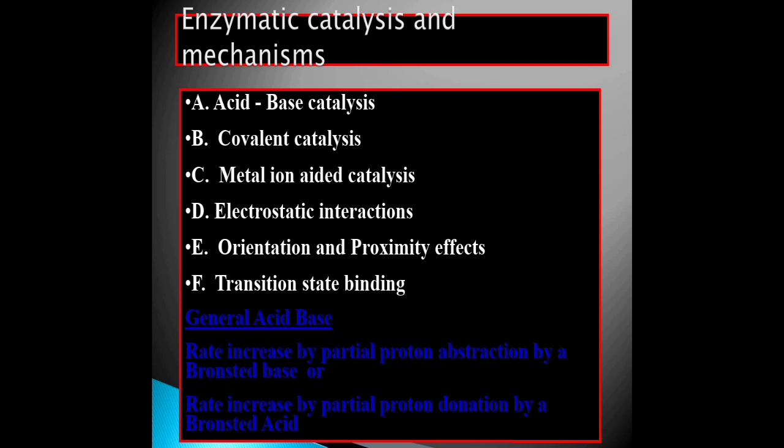Enzymatic catalysis and mechanism. A, acid-base catalysis. B, covalent catalysis. C, metal-ion aided catalysis. D, electrostatic interactions. E, orientation and proximity effects. F, transition state binding. General acid-base: rate increased by partial proton abstraction by a base, or rate increased by partial proton donation by an acid.